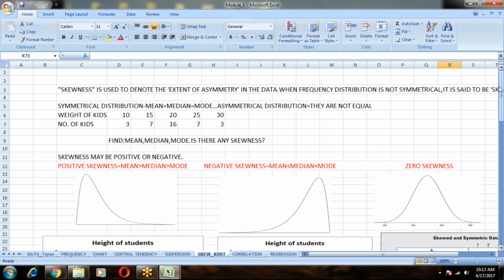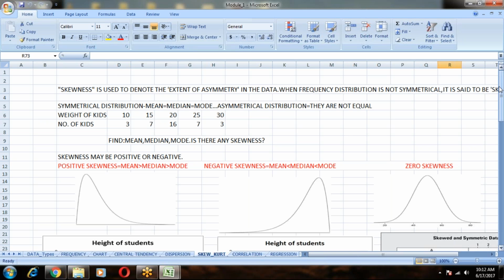Now, when we are talking about skewness, what does it mean? It is used to denote the extent of asymmetry in the data. When you have a data set, you have to check whether it is symmetric or not. Again, a new word, right? Symmetric. What does it mean, symmetric?